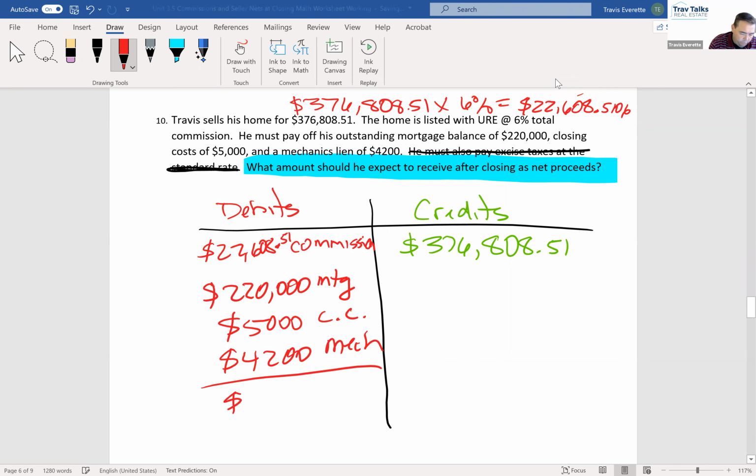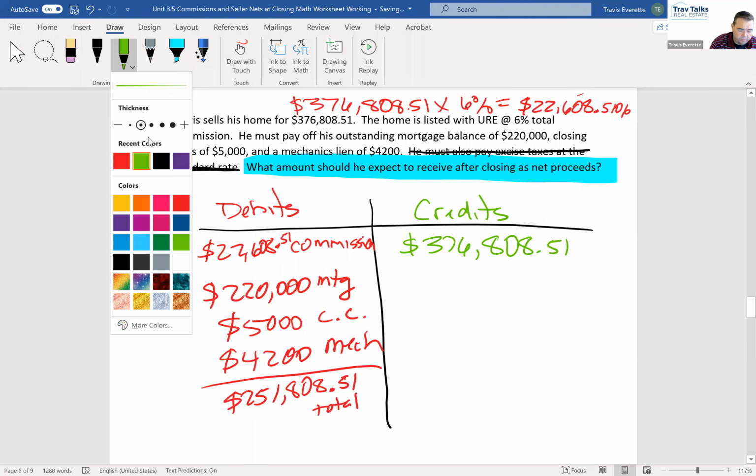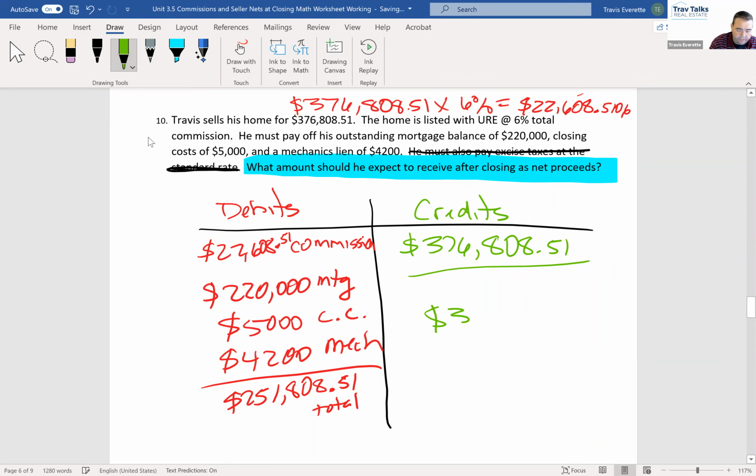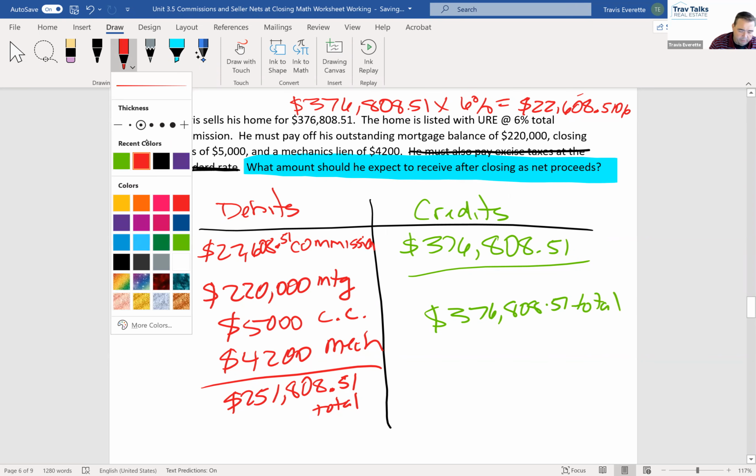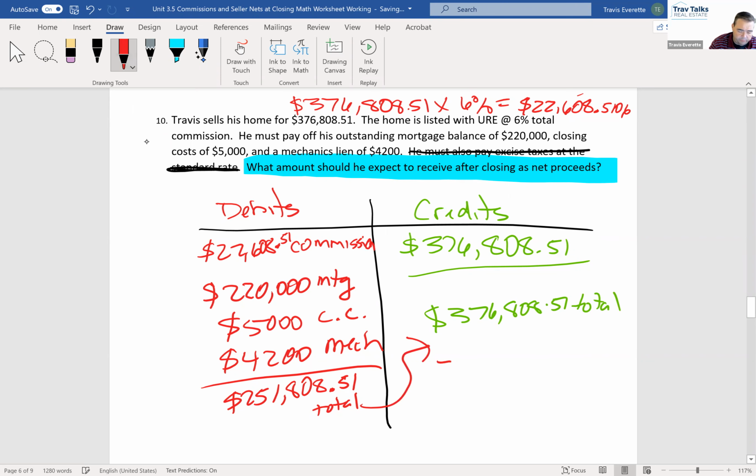So if we total all those up, I get 251,808, and 51 cents for total debits. And of course, total credits is the 376,808, and 51 cents because there's only the one credit over there. And now I know I bring my debits over and I'm going to subtract them.